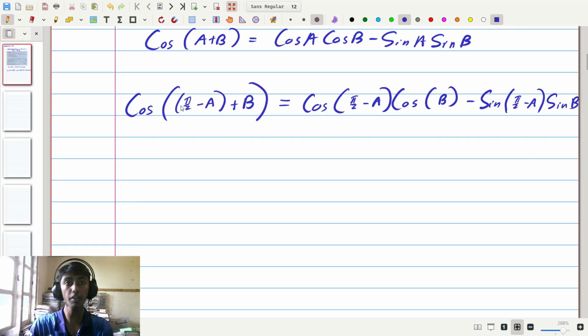Now, on the left hand side, I'm going to rearrange this a little bit by writing this as the cosine of, I'm going to take the pi by 2 out as a pi by 2, and I'm going to take this minus A into a bracket that has a minus in it, and I'm also going to take the plus B into that bracket.